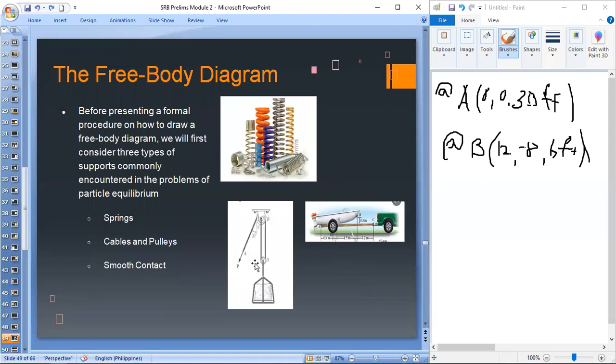Okay, so free body diagram sa static natin, yung rigid bodies, meron tayong spring, cable, pulley, and smooth contact. Sa smooth contact, neglected yung friction. So spring dito, may pagbabago, may changes sa length once na ma-stretch itong spring mo. And your cables and pulleys, tension lang. Tension yan, sa position kung saan siya hinihila.